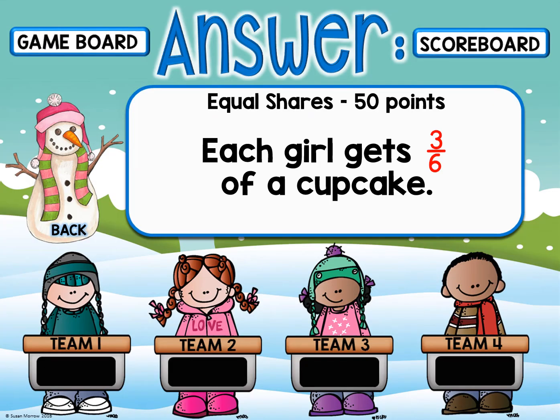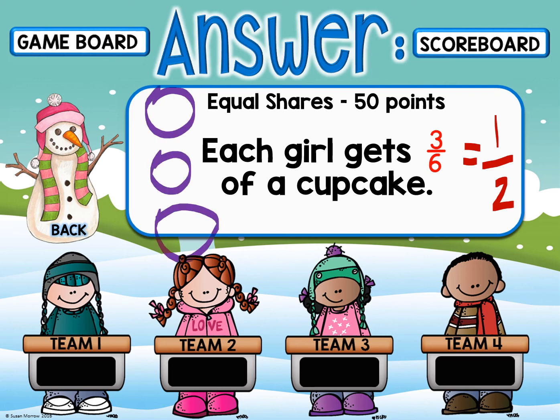If I have 3 cupcakes and I have to share them with 6 people, each person would get 3/6 of a cupcake, which is equivalent to 1/2 of a cupcake. So I'm going to draw my 3 cupcakes here, 1, 2, 3, and I'm going to give each person 1/2 of a cupcake. Now, if you notice, I can make 6 slices, 1, 2, 3, 4, 5, 6 slices out of these 3 cupcakes, giving each person 1/2 of the cupcake to share.